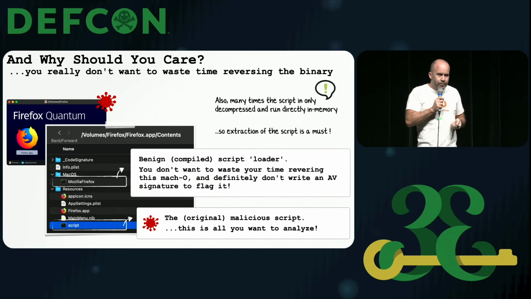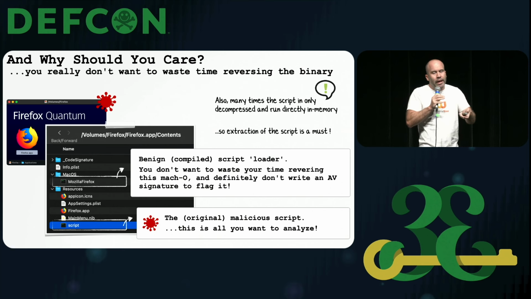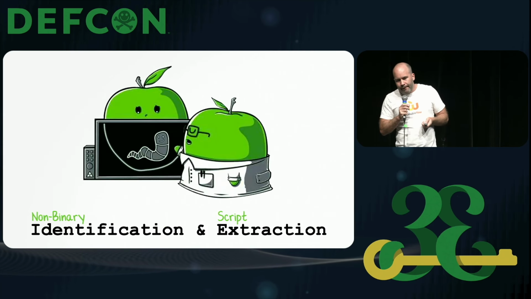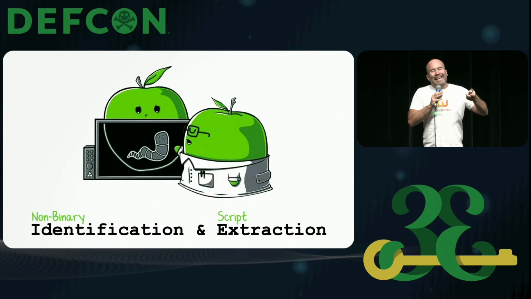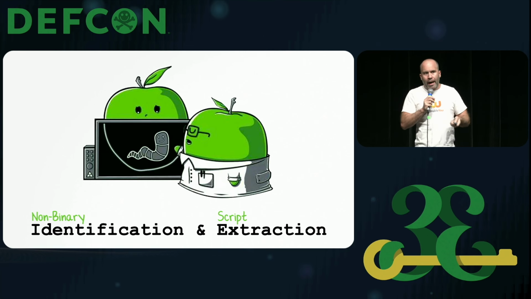a compiled executable. We'll also see some cases where the script is directly embedded in the binary, which means extracting it is actually very important for our continued analysis, because if you run it in a virtual machine, that script is never going to touch the file system, so you can't extract it by that means to perform your continued analysis. Okay, so now let's talk about how we can identify these non-binary binaries and then how to extract scripts.